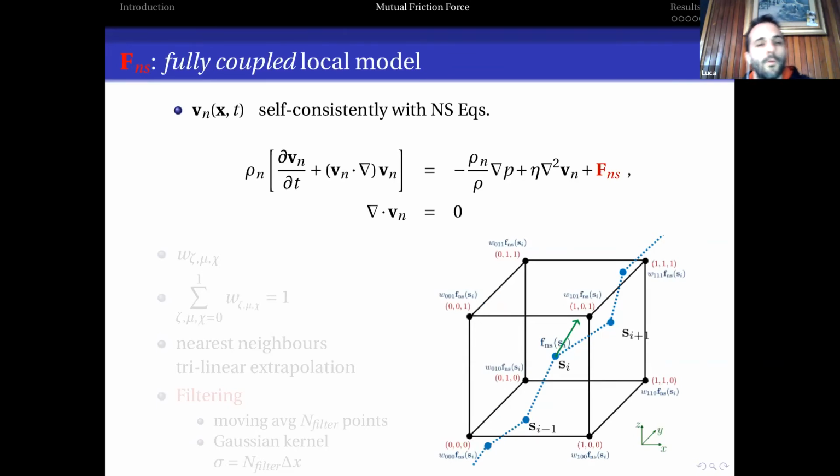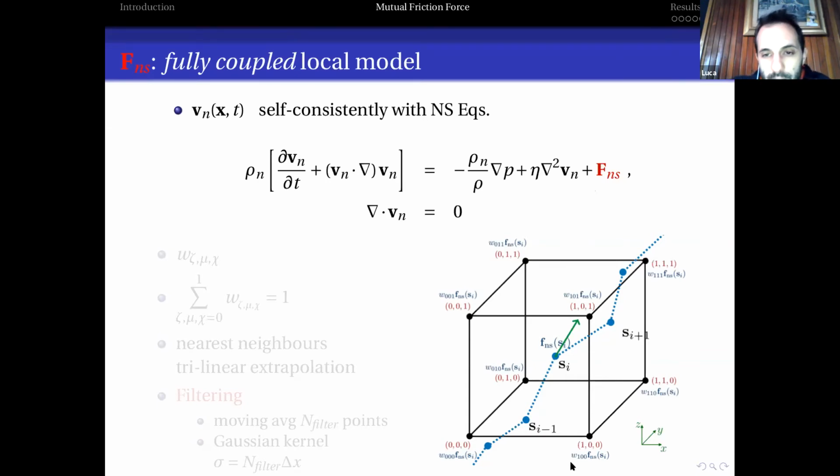In our fully coupled approach, as in the coupled approaches that were elaborated since the early 2000s, the normal fluid velocity is not imposed, but is computed self-consistently with a slightly modified Navier-Stokes equation, where the modification is to take into account the mutual friction F_NS, indicated here in red. Now there is an issue which might seem technical or numerical, but it actually has a big physical impact, and it is very important in the modeling.